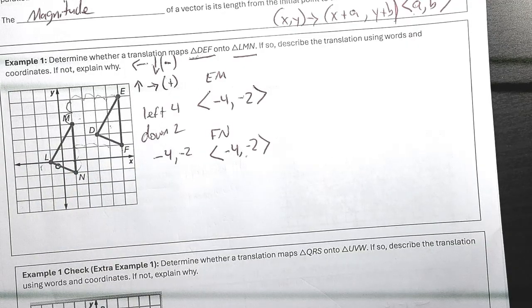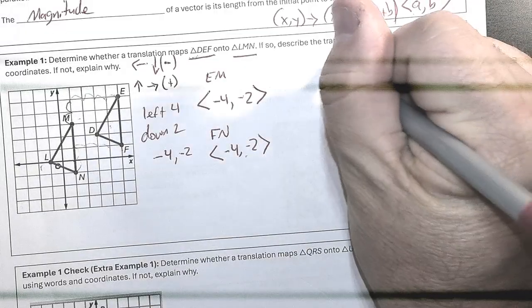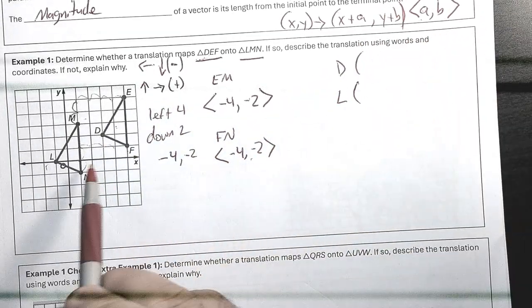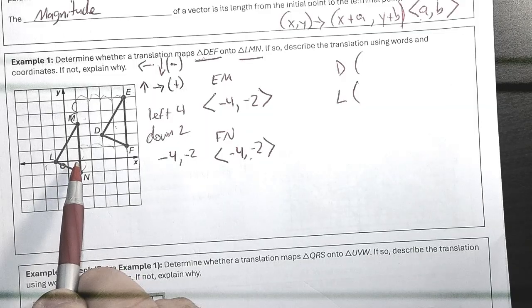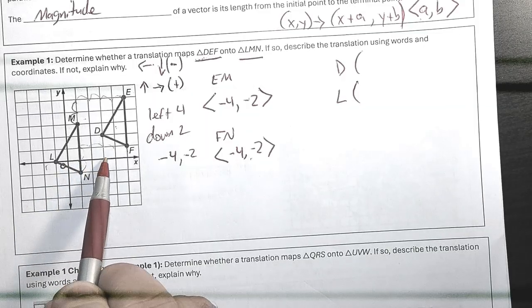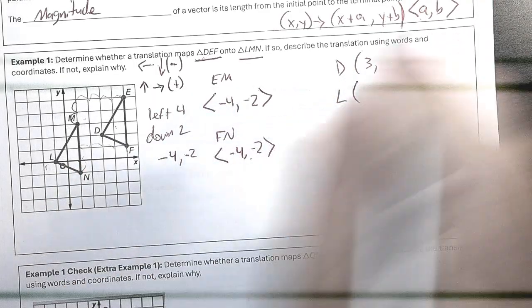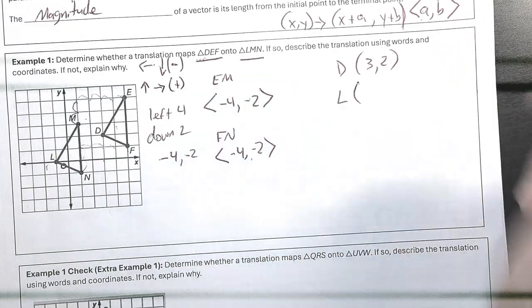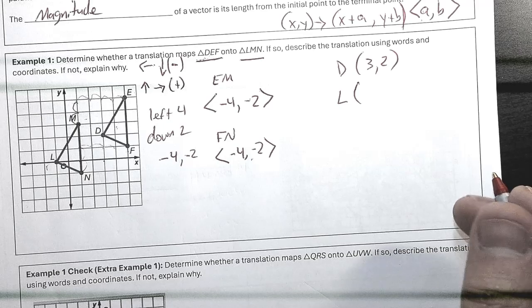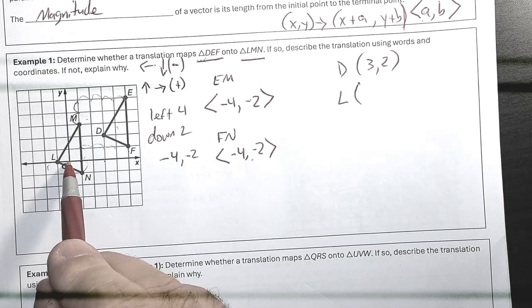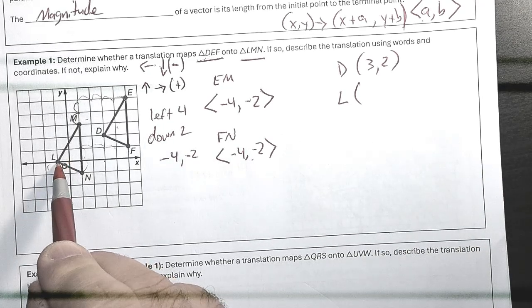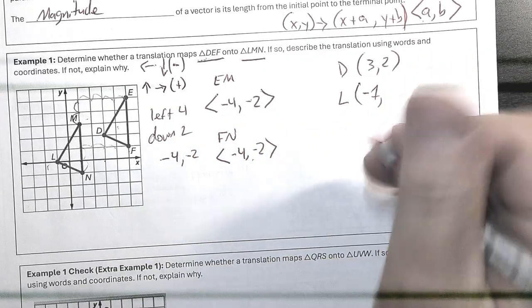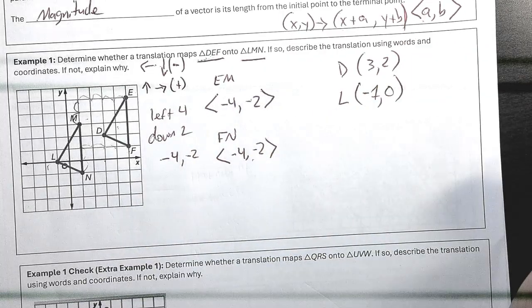All right, so let's look at the last one, D and L. We're going to write these over here. For point D, we start at the origin. D is 1, 2, 3, and then my Y is 1, 2. So D is at 3, 2. And then L, from the origin, is just left 1, or -1. We didn't go up or down, so it's just -1, 0.